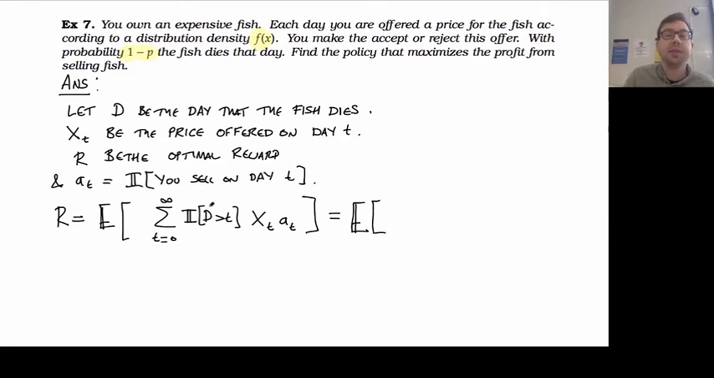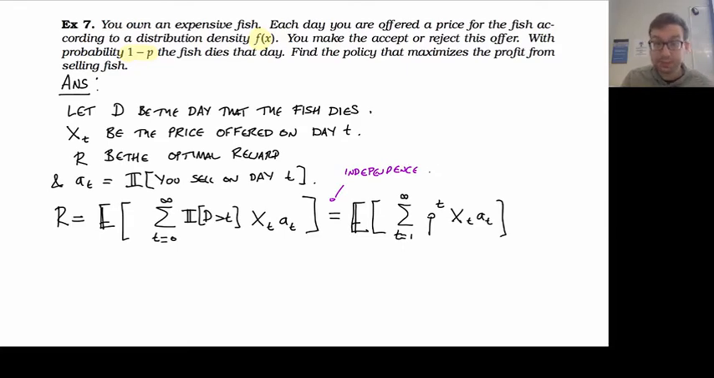The next thing I can note is that the time that the fish dies is independent of x of t and a of t. Notice that this is a geometric random variable. If I know that I've got up to time t, the decisions I've made about selling the fish and the prices offered so far don't do anything to determine when the fish dies. So that's independent, and I can notice that this is really p to the power of t times x of t, a of t, by independence. I think that's sometimes called the rule of independence in measure theory books.